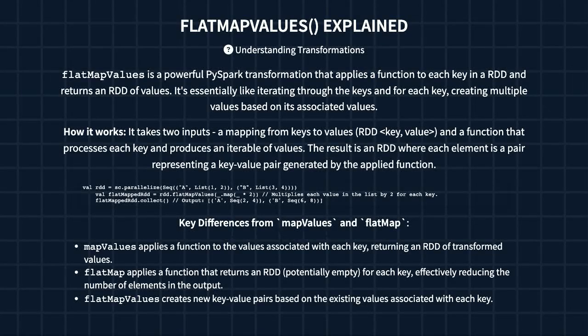It's a really handy transformation in PySpark when you need to generate multiple values per key. Think of it as expanding your data by processing the values associated with each unique key. It takes an RDD where keys map to lists, and applies a function to those lists, producing a new RDD where each element is a pair, the original key and a list of transformed values created from its original values. It's different from map values, which just transforms the values themselves, and flat map, which reduces the number of elements.